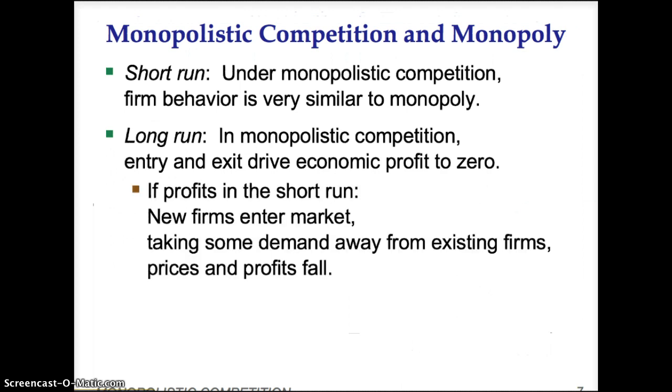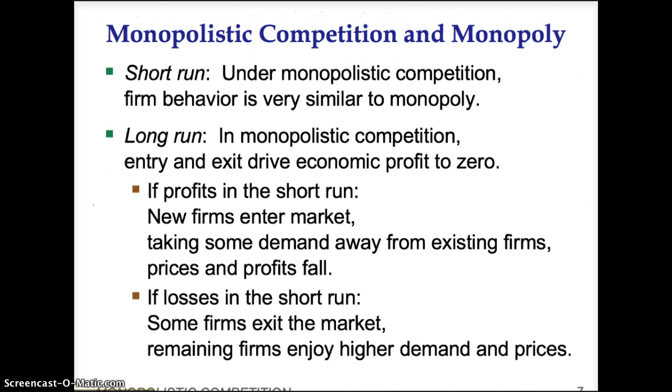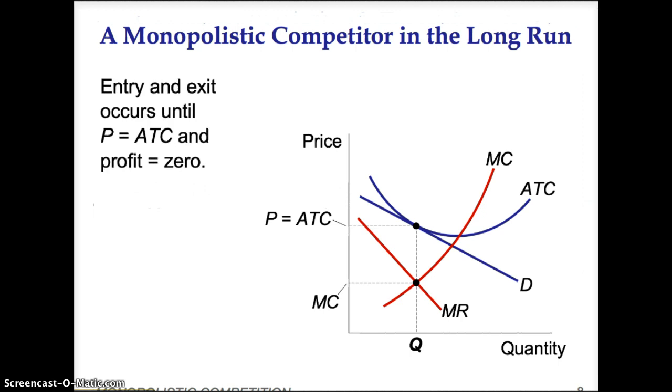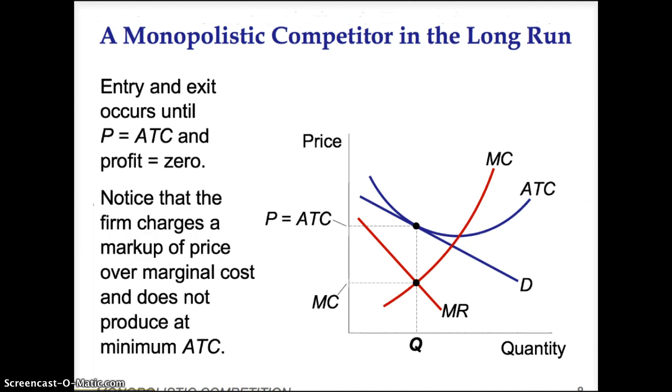If profits exist in the short run, new firms will enter the market, taking some demand away from existing firms, causing profits and prices to fall. If losses incur in the short run, some firms will exit the market. The remaining firms will enjoy higher demand and higher prices. Let's look at monopolistically competitive firms' long-run equilibrium on a diagram. Entry and exit occur until price equals average total cost and profit equals zero. Notice that the firm charges a markup of price over marginal cost and does not produce at the minimum of the average total cost curve.